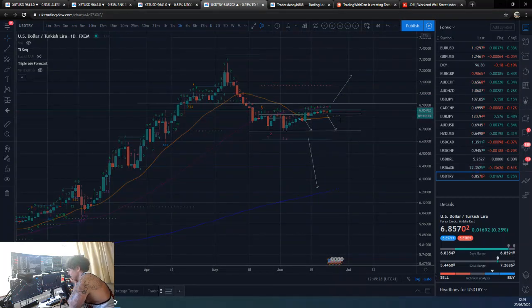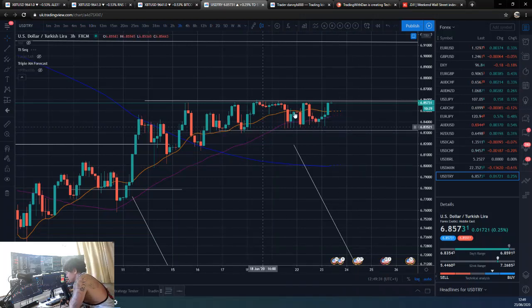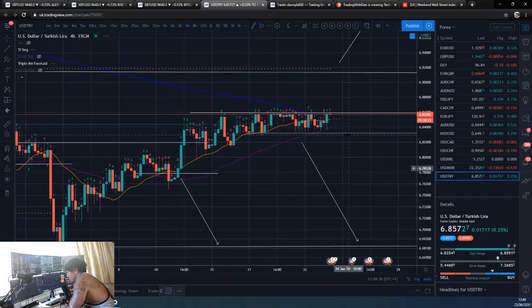But let's have a look at the 4-hour. It's just a tiny range. If we break up, buy. If we break down, sell. Very, very obvious. I don't know why I've gone to 3-hour. 4-hour is going to be the same. Very obvious channel we've got here. So we're coiling up for the move in either direction.